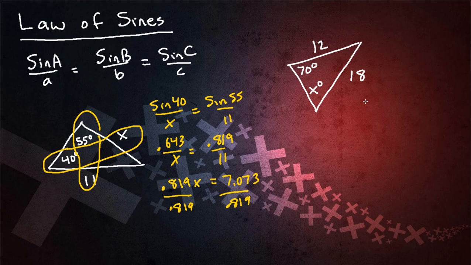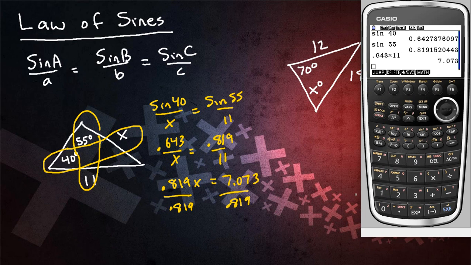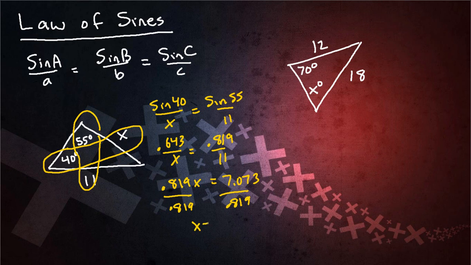We want to get x alone, so it's going to be 7.073 divided by 0.819. And I get 8.636. So around 8.6. All right, and that gives us this x. All right, let's take a look at this other triangle.